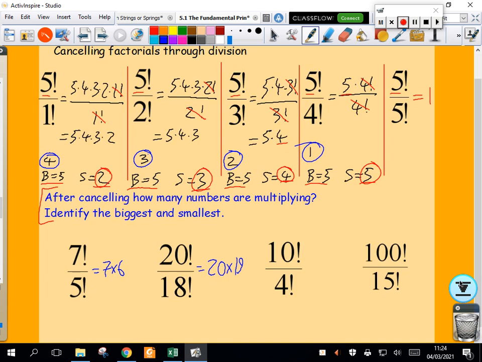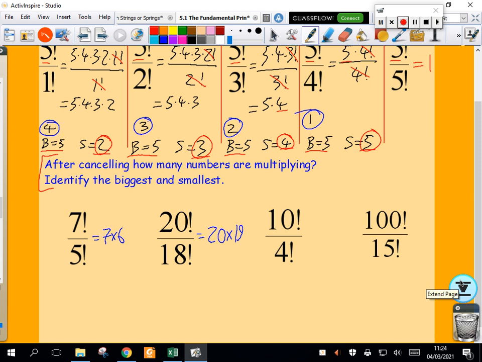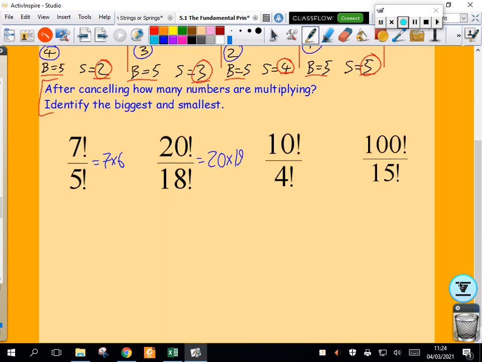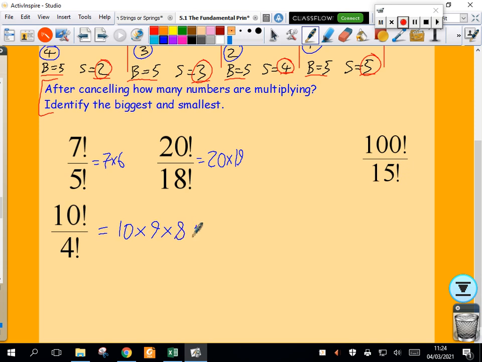Let me just open a bit of space for these last 2. So if I look at 10 factorial divided by 4 factorial, how many terms will there be? How many numbers multiplying? Well, there will be 6 numbers multiplying. 10 minus 4 is 6. The biggest will be the number on top, 10. And the smallest will be 1 bigger than that number on the bottom, which is 5. So 10 by 9 by 8 by 7 by 6 by 5. And again, notice that's 6 numbers all multiplying.